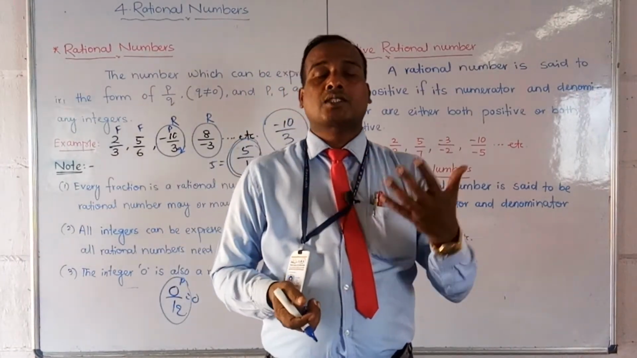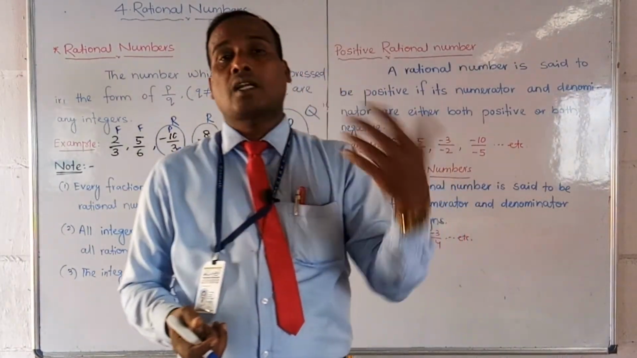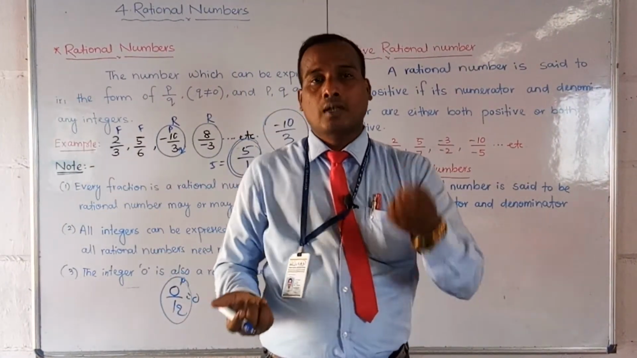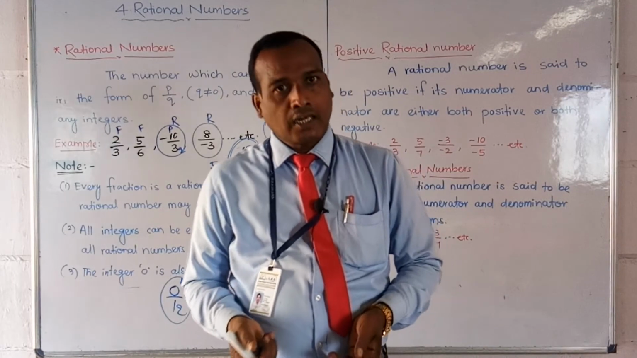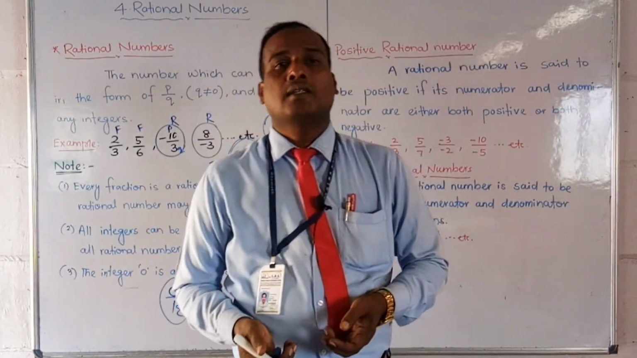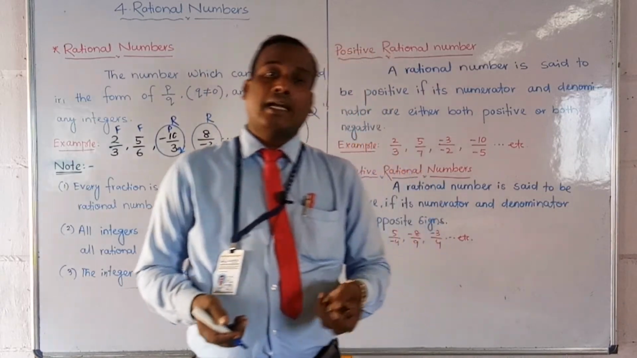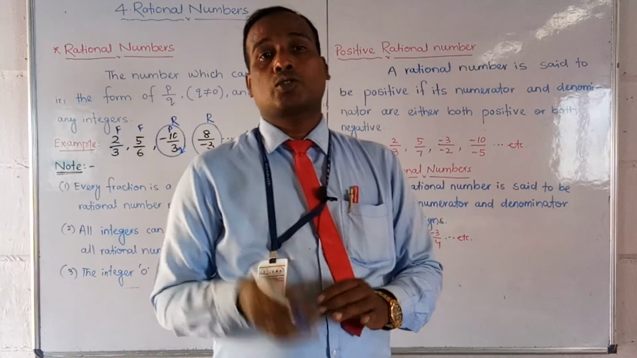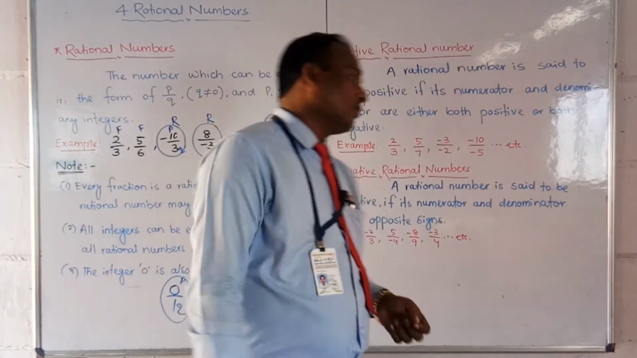And all integers we can express as a rational number. Whichever integer you take, by making its denominator 1 we can express it as a rational number, but we cannot express every rational number as an integer. And 0 is also an integer, but we can express it as a rational number. So 0 is a rational number.